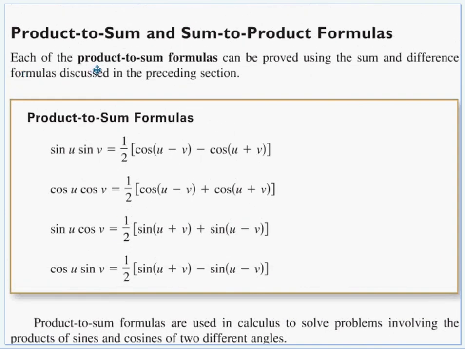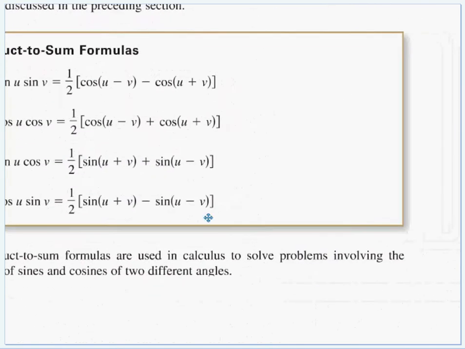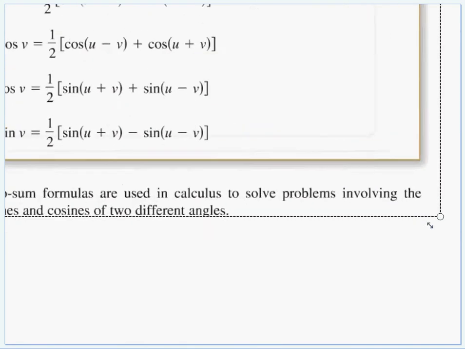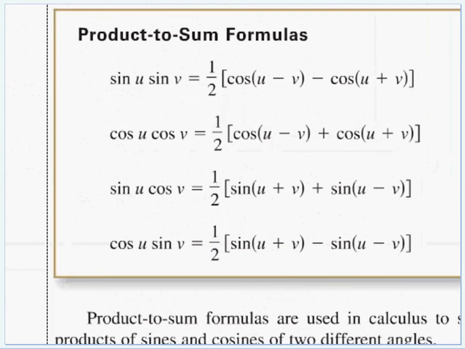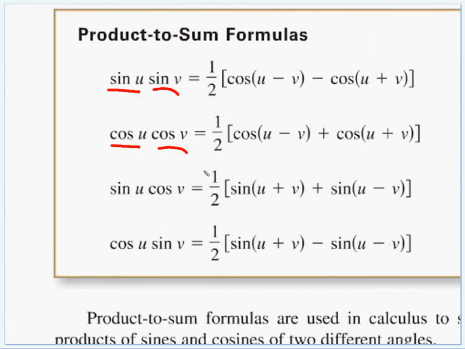So here it says each of the product to sum formulas can be proved using the sum and difference formulas from a preceding section. And the reason they call these product to sums is on the left we have products, two things multiplied, either sine times sine, or cos times cos, or sine times cos, or cos times sine. Notice the angles change. We've got u's and v's. Those are different angles. So on the left we have products, and we're going to transform those products into sums or differences.